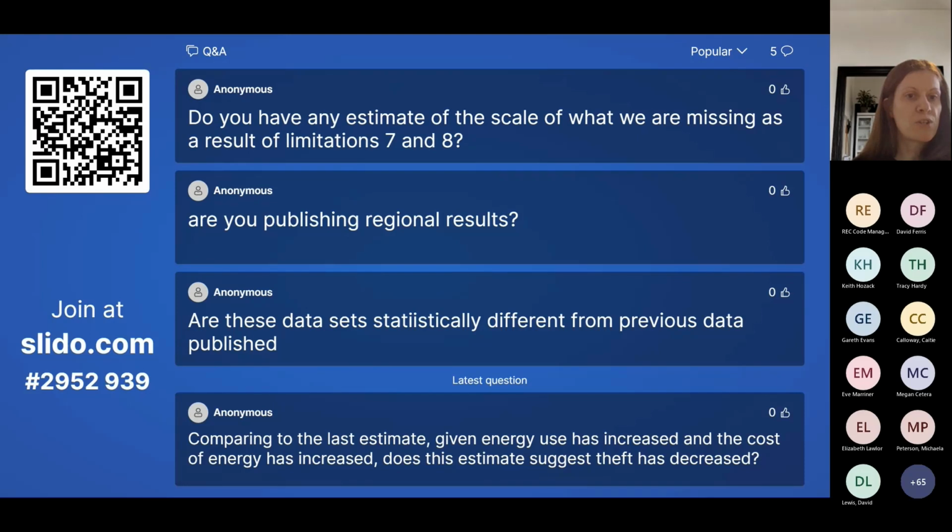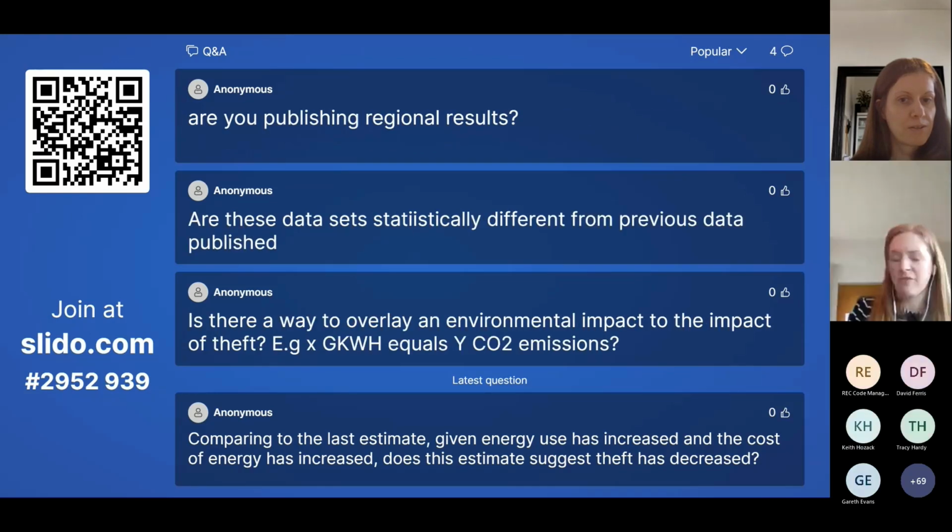On the publishing of regional results, Ursula, is that one you're able to advise on? We haven't broken it down in full regions. No, we have just reported at the top level, because we could only do the validation at that higher level, which is why we've not been able to break it down further.